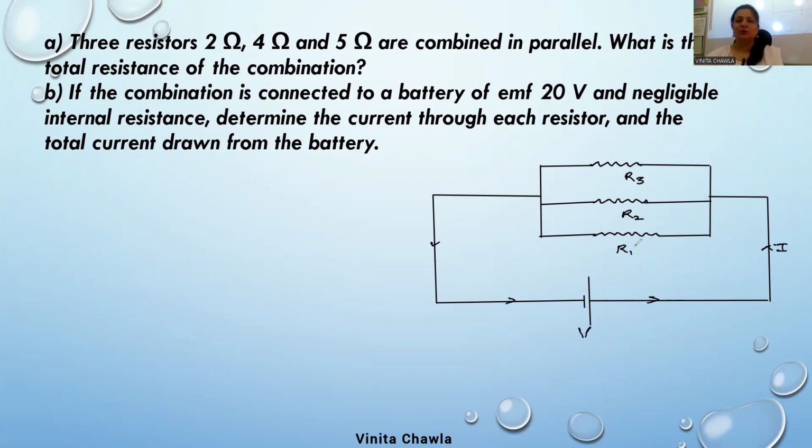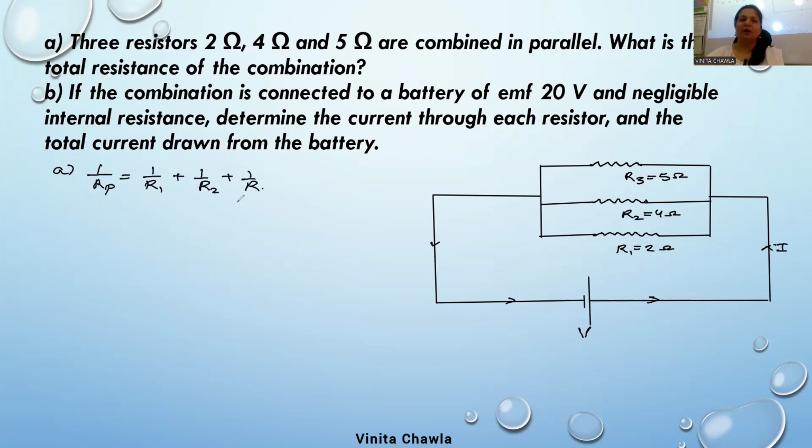Three resistors: R1 is 2 ohm, R2 is 4 ohm, and R3 is 5 ohm. They are combined in parallel. What is the total resistance of the combination? This can be done easily. How do we find the net resistance in a parallel combination? 1 by RP is equal to 1 by R1 plus 1 by R2 plus 1 by R3.